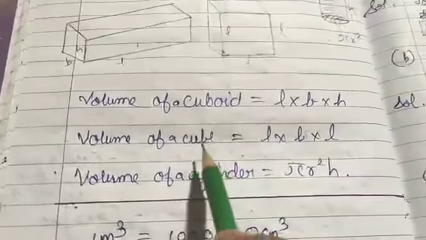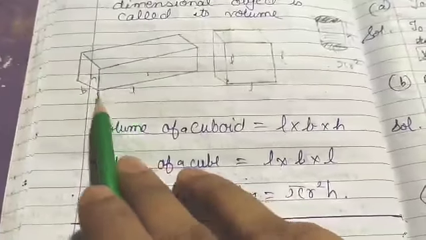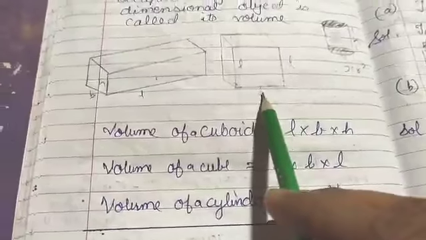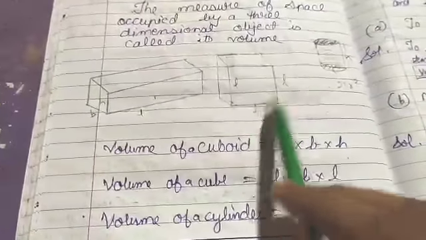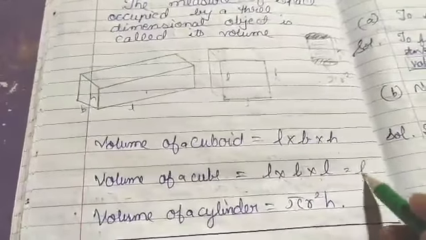Now we have to understand the formula for the volume of such objects, that is, volume of a cuboid. You just need to multiply all the three dimensions, that is L into B into H. Volume of a cube, where all its dimensions are equal, is length into length into length, L into L into L, that is L cube.